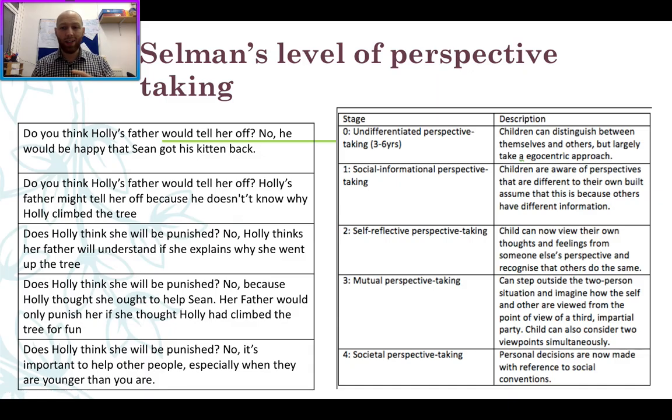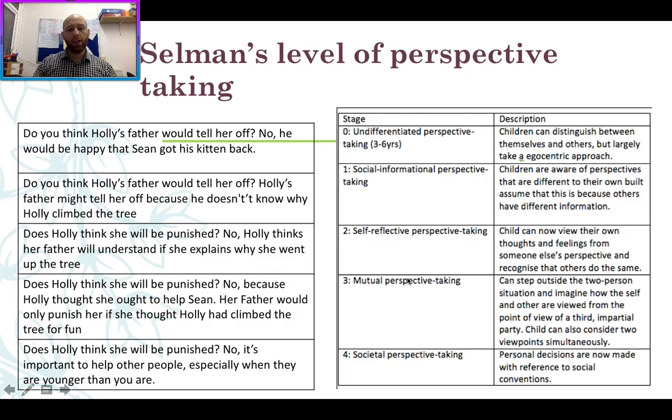The next stage, self-reflective perspective taking. This is where the child can now view their own thoughts and feelings from someone else's perspective and recognise that others do the same. So, does Holly think she'll be punished? No. Holly thinks her father will understand if she explains it. So they recognise he has different information, but also they can put themselves in the father's position and say, well, he'll probably forgive her because she did it for good reasons.